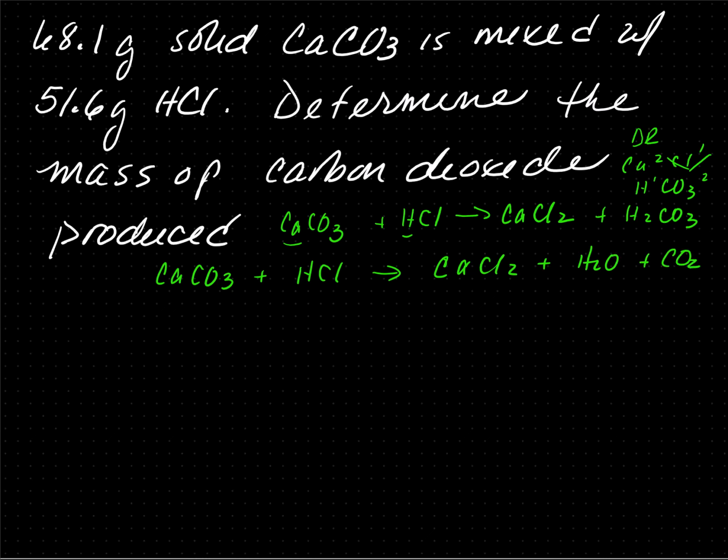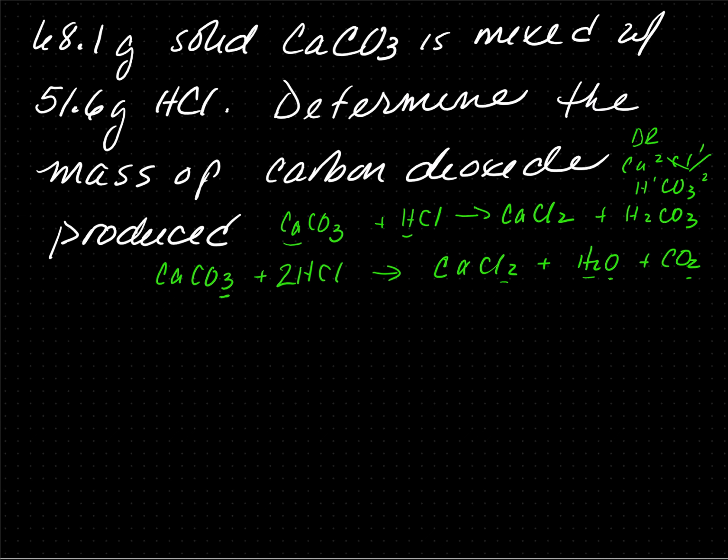We're going to balance. There is 1 calcium on each side. There is 1 carbon on each side. There are 3 oxygens on the left side and 3 on the right side, 1 from the water, 2 from the CO2, and we have 2 hydrogens, so we need a 2 in front of HCl. Now it's balanced. So if I read my problem, I have information on both reactants.